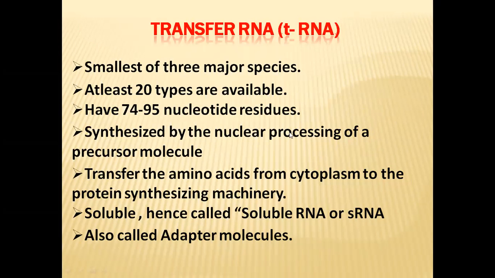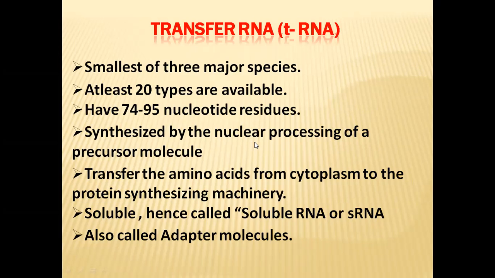And coming to the second type, tRNA, transfer RNA. This is the smallest of the three major types of RNA. At least 20 types of tRNA will be present in the cytoplasm. Why? Because there are 20 types of amino acids. Each amino acid will have a special type of tRNA for itself. Each tRNA has 74 to 95 nucleotides, and it is synthesized in the nucleus itself. A precursor molecule will be produced in the nucleus, and after processing is done, it will be converted into transfer RNA or tRNA.